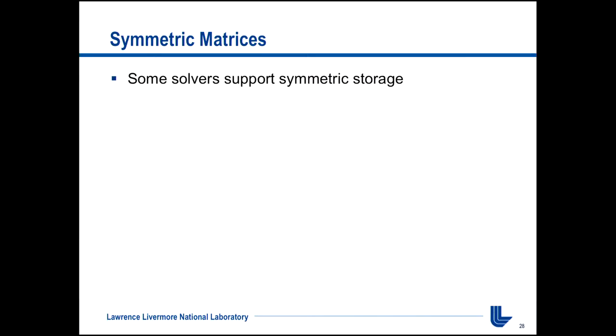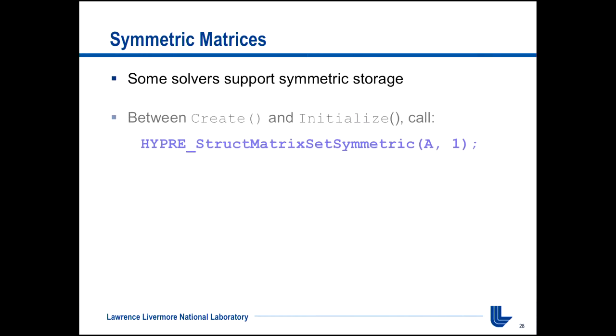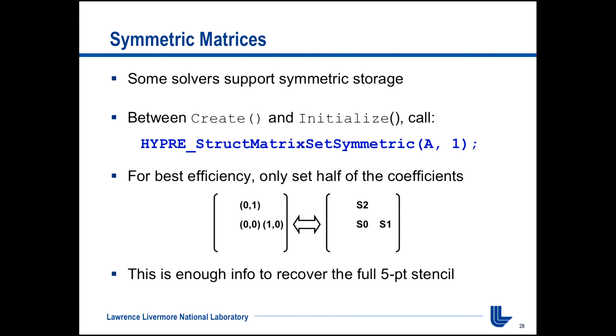One other thing, we do support symmetric storage in this particular interface, and it's very simple to do that. If you have a symmetric problem, you just have to insert this call, set symmetric, between the create and the initialize call for the matrix. And then it'll store only half the matrix and take advantage of that. And there's a way to avoid some of the copying, but I'll skip that part.